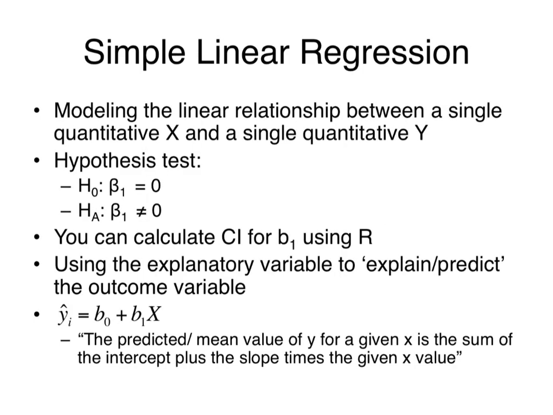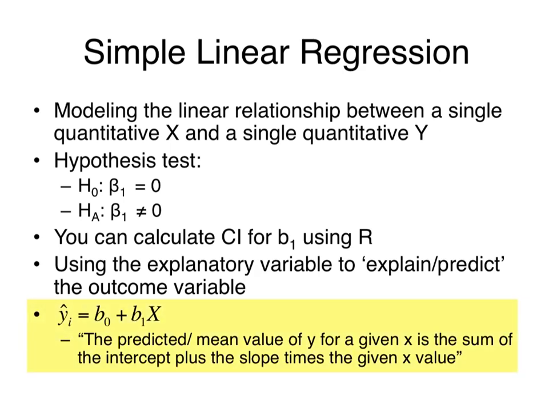So now let's turn to an overview of simple linear regression. This method is used when you want to model the linear relationship between a single quantitative explanatory variable and a single quantitative outcome variable, although it can also be used to estimate the relationship between a qualitative explanatory variable and a quantitative outcome. The null hypothesis is that beta 1, or the slope for the relationship between x and y, equals 0. The alternative hypothesis is that the slope does not equal 0. You can calculate the confidence interval for the slope using code in R. With simple linear regression, you're using knowledge of your explanatory variable to explain or predict your outcome variable.